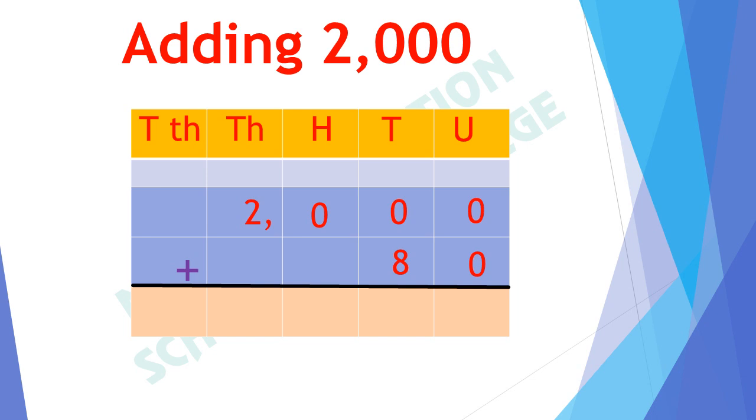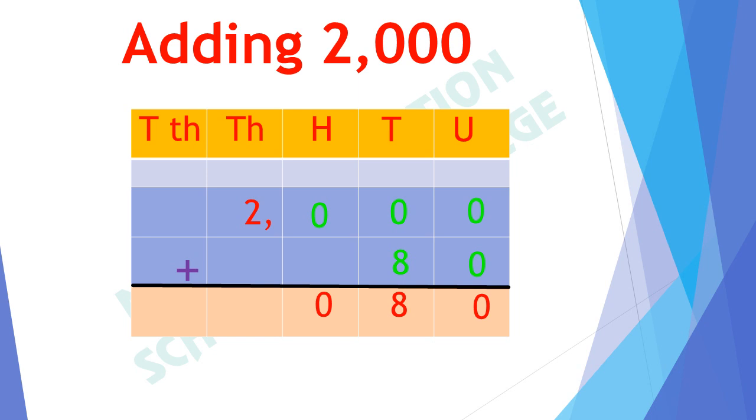Now we will add 2000 and 80. We start from the units. We have to add 0 units and 0 units. If we add 0 and 0, we get 0. Then we move towards the tens. We have to add 8 and 0. If we add 0 in any digit, we get the same digit. In the hundreds column there is only 0 and there is nothing to add in it. So we will write it as it is.